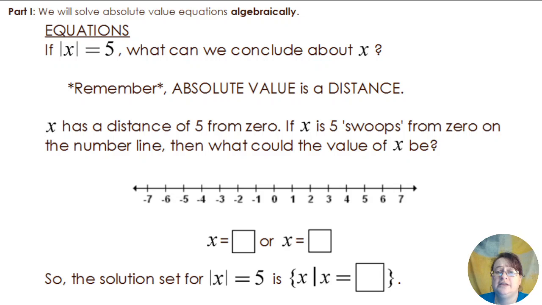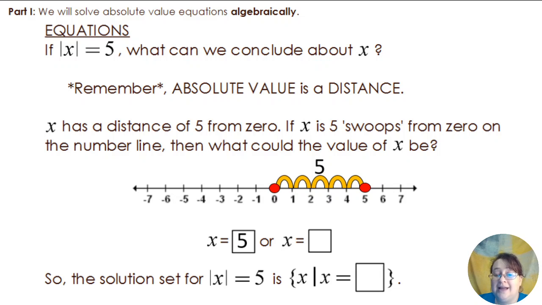So let's try solving some absolute value equations algebraically. First, let's look at if the absolute value of x is 5. What can we find out about x? Absolute value is distance from 0. So if I start at 0 and I count to the right 5, 1, 2, 3, 4, 5, that lands me at +5. So that's a possible answer.